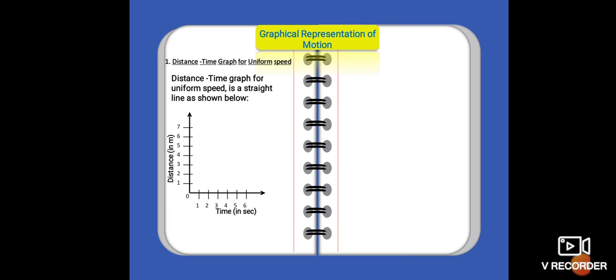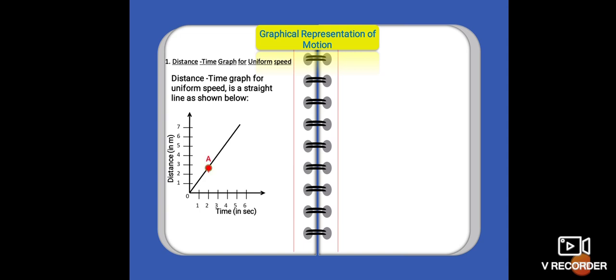Now look at the picture. In the horizontal axis we take time in seconds, and in the vertical axis we take distance in meters, and the relation between distance and time is the speed. And according to the first graphical representation, we take a straight line. Now look at this picture. This is the straight line.